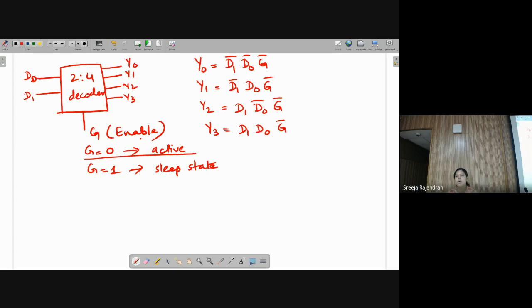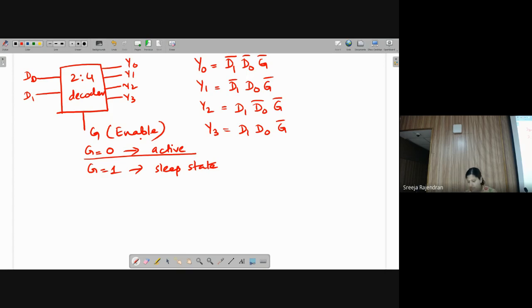Okay. So in all of the terms that we wrote previously, we need to add G bar, which is a necessary condition for any kind of activity to take place in the circuit. Okay, the circuit will be active only when G is equal to 0. So we add the G bar term to each of the expressions for the outputs that we get.